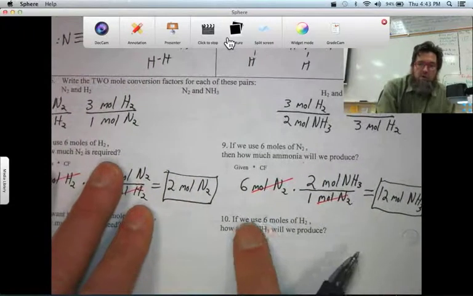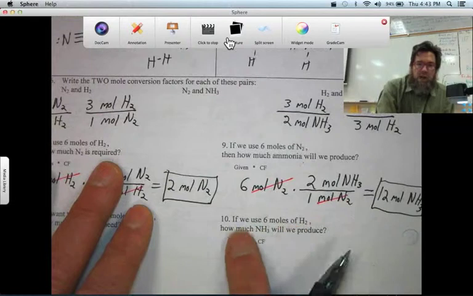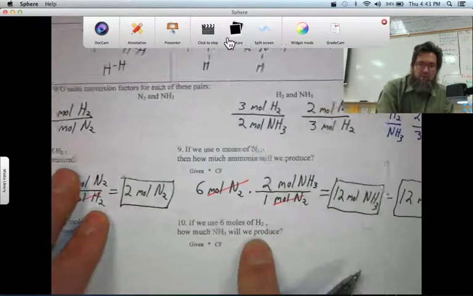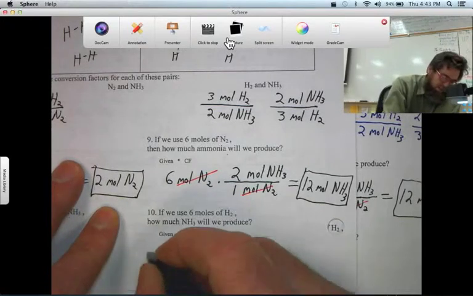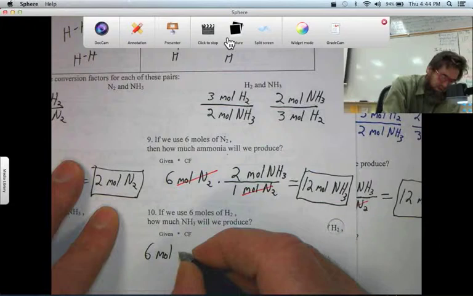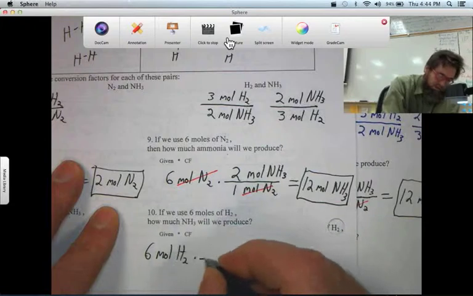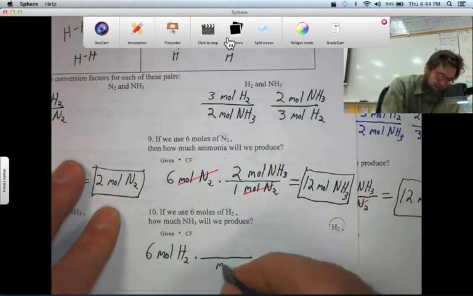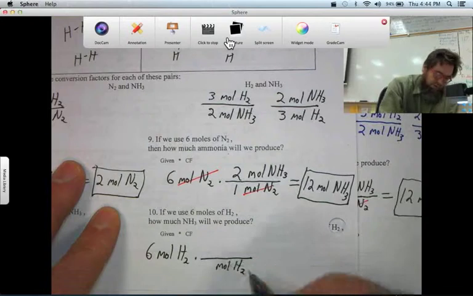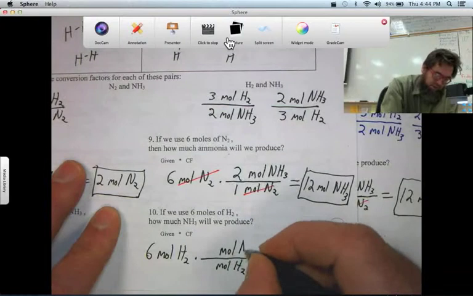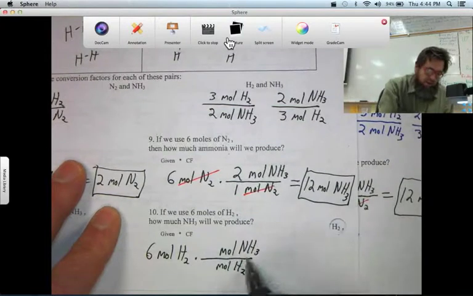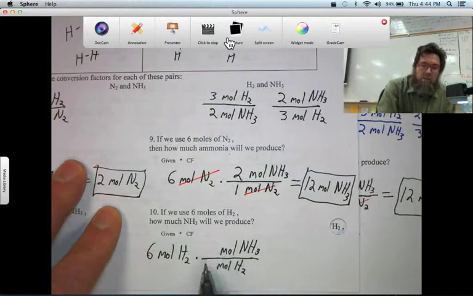If we use 6 moles of H2, how much NH3 will we produce? Okay, so given 6 moles of H2, we're getting out of moles of H2, and we're asked how much NH3. So we want moles of NH3. And now we need the numbers that make this a good conversion factor. How many moles of H2 correspond to how many moles of NH3?